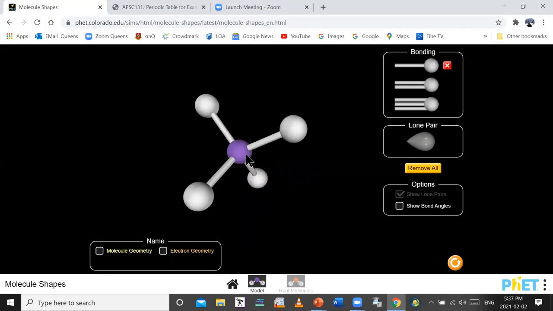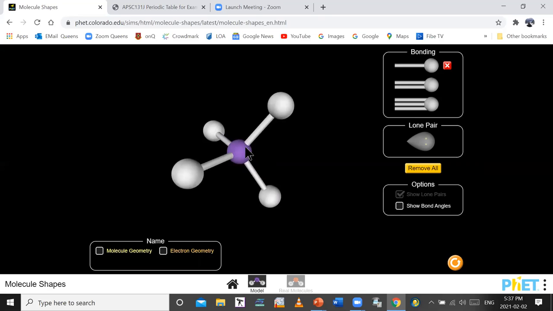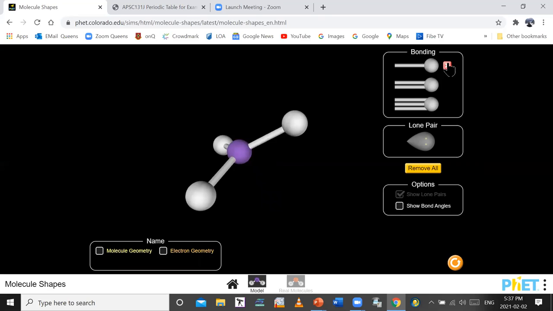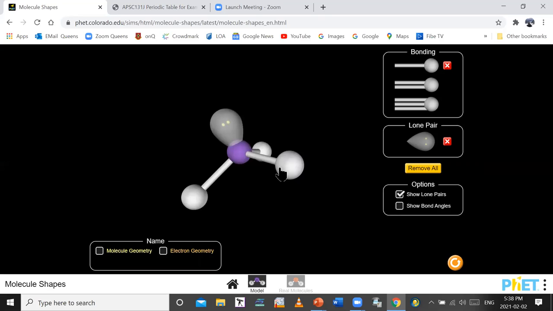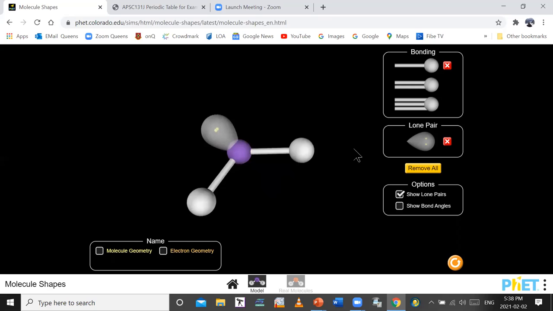But for instance, this would be an electron arrangement of a tetrahedral shaped molecule like carbon tetrachloride. However, if I wanted to remove one of the atoms and simply put in a pair of electrons, I can see that the shape is going to change. This would represent NH3 with an unbonded pair of electrons at the top. You can see that unbonded pair of electrons at the top influences the shape. So this kind of shows you the shape of this particular molecule.